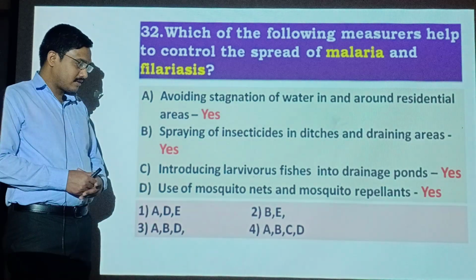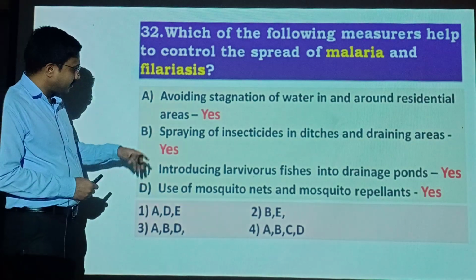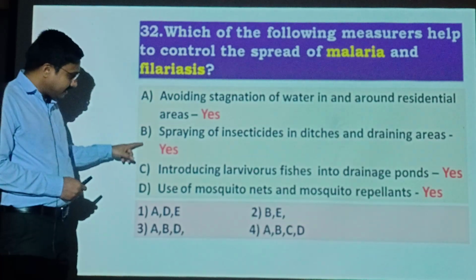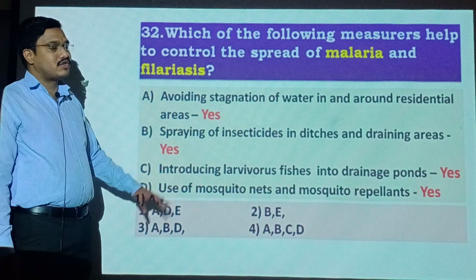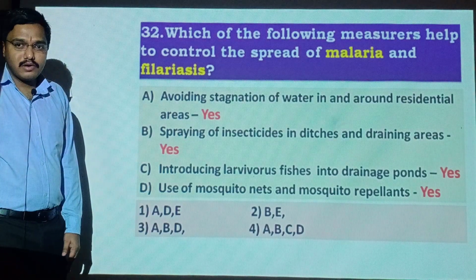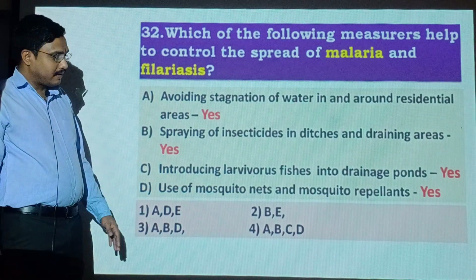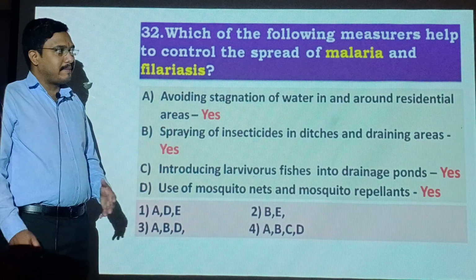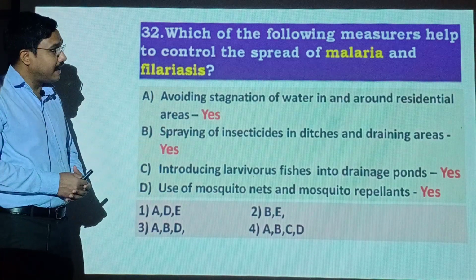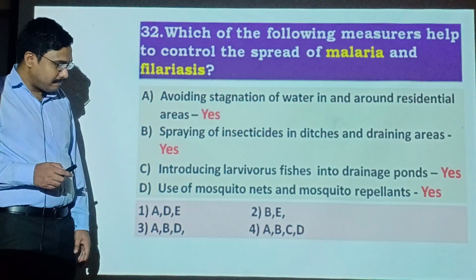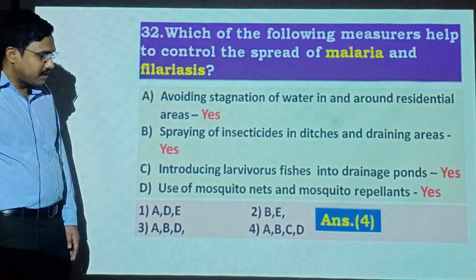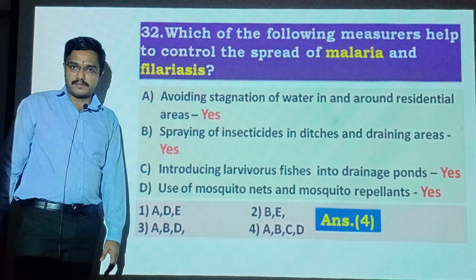Dear student, now you see here A, B, C, D, all are the measures used to control the mosquito, right? Therefore, these are the measures used to control malaria and filariasis. Now you see the fourth option, A, B, C, D. Therefore, the right answer is option 4.